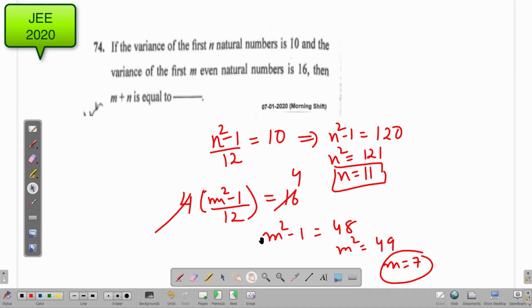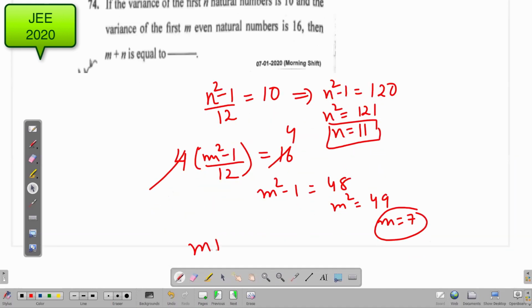And what I have to find out? m plus n. So that is 11 plus 7, and my answer is here 18.